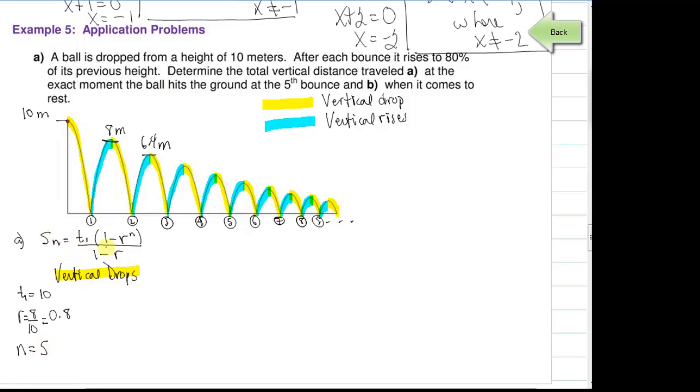So we'll plug those numbers into our formula. We're looking for S5. That's equal to 10 times 1 minus 0.8 to the fifth power over 1 minus 0.8. And when you do all the math on that, you will find that your vertical drops have a total of 33.616 meters.